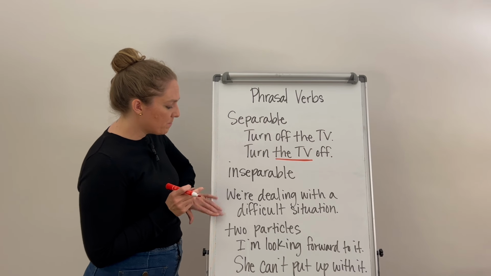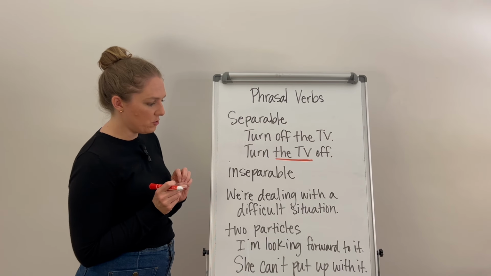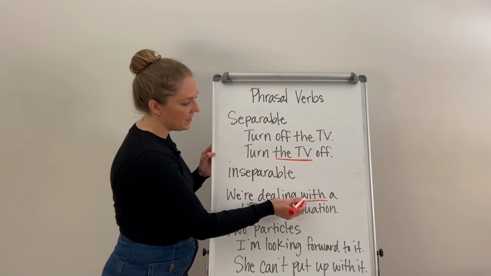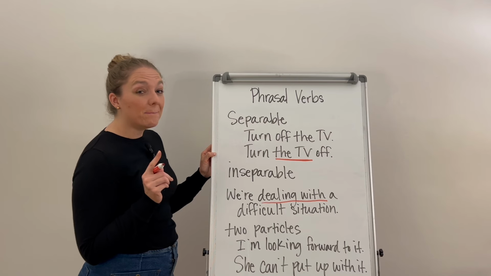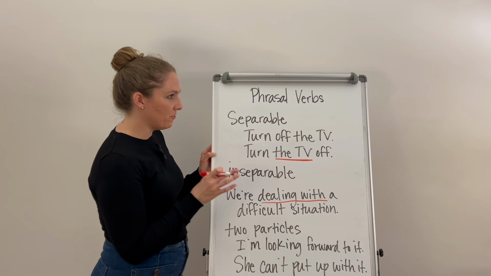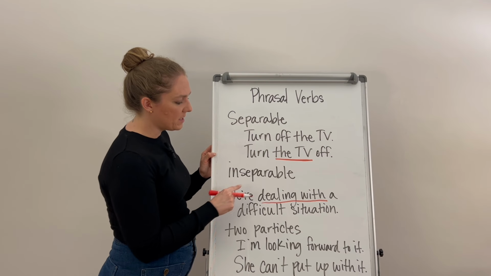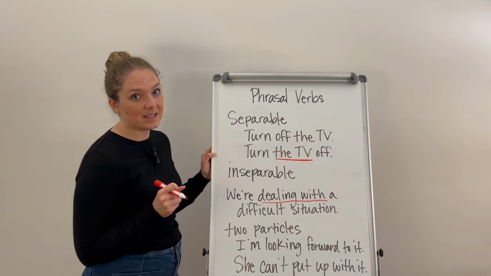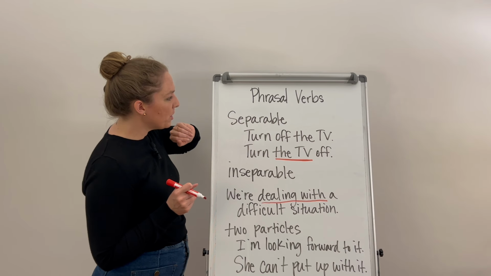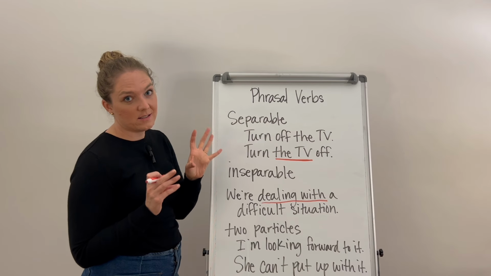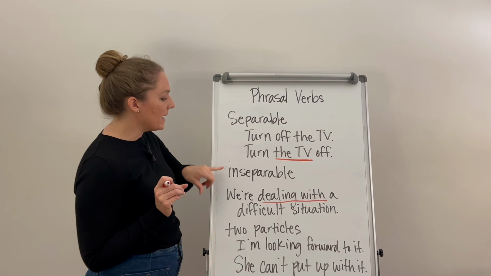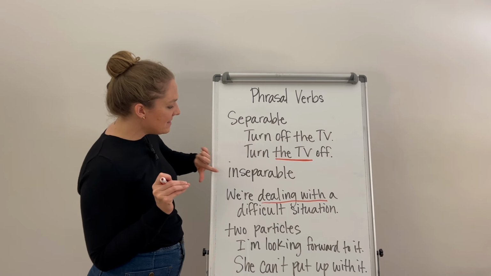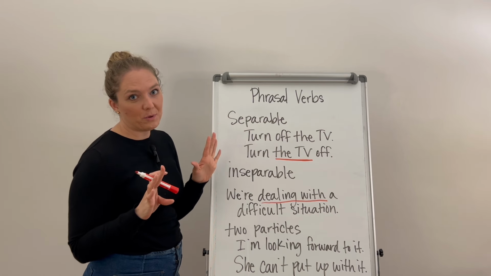Like in this example, we're dealing with a difficult situation. So the phrasal verb is here, dealing with. But in this case, you could not separate the phrasal verb. You cannot say, we're dealing a difficult situation with. It just doesn't make sense in this sentence. And so sometimes they are separable and sometimes they are inseparable. Separable meaning it can be separated. Inseparable meaning it cannot be separated.